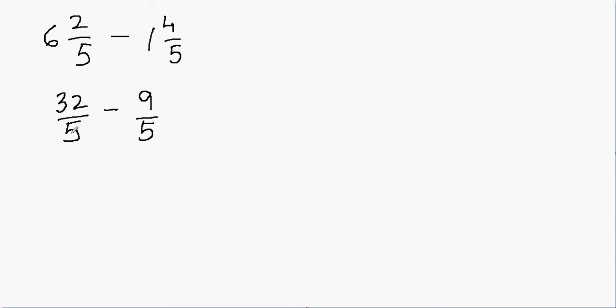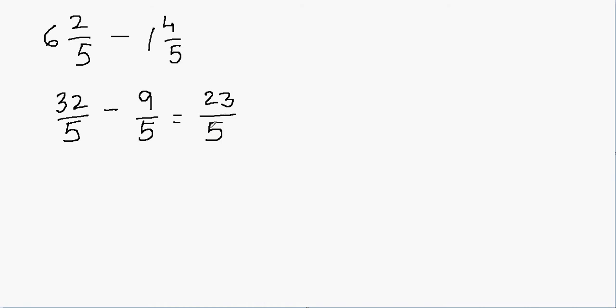Now we notice that we have the same denominators. Whenever you have like denominators, you can easily add or subtract the fractions. So we'll just subtract the numerators. 32 minus 9 will be 23. And the denominator, you never add or subtract the denominator. So the denominator will stay 5.